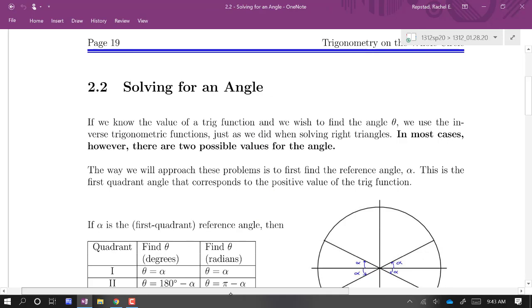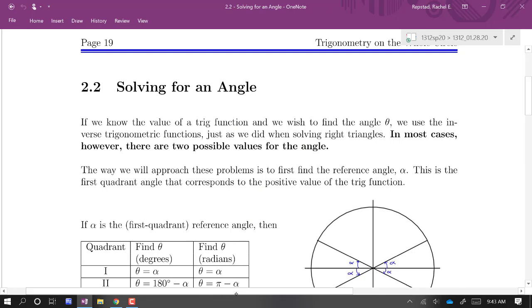So now we're going to solve for an angle. We already know the tool that we have for solving for an angle, right? If I know what sine theta is, what allows me to find theta? Arcsine, right? Those inverse trig functions. So arcsine, arccosine, arctan, those are our friends here.